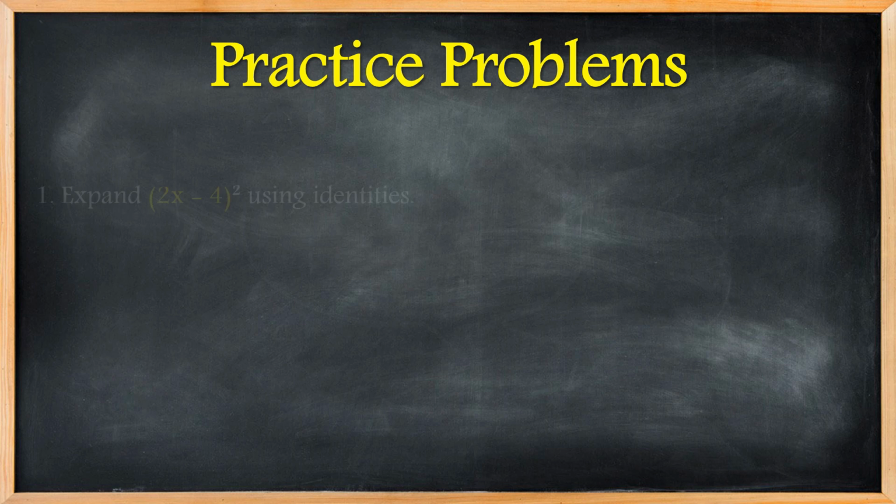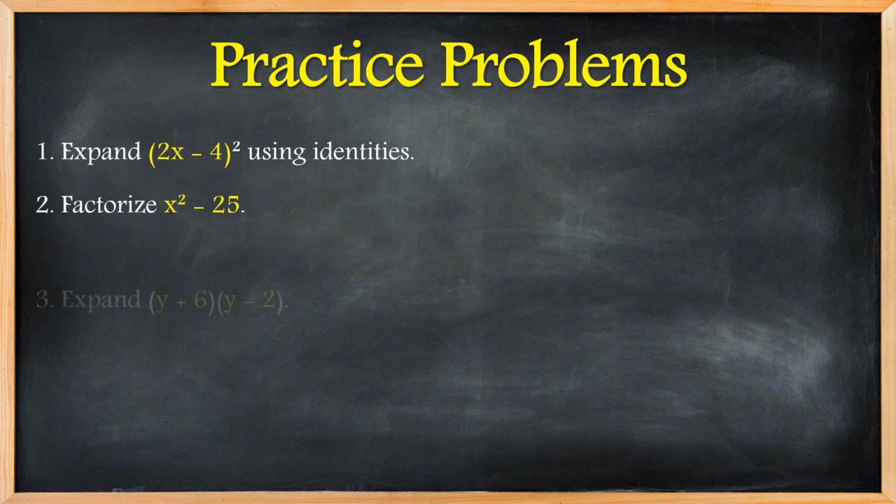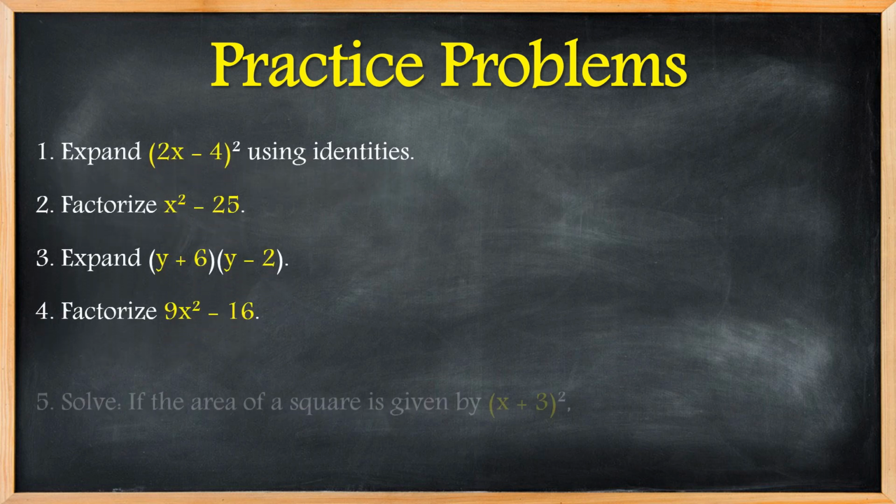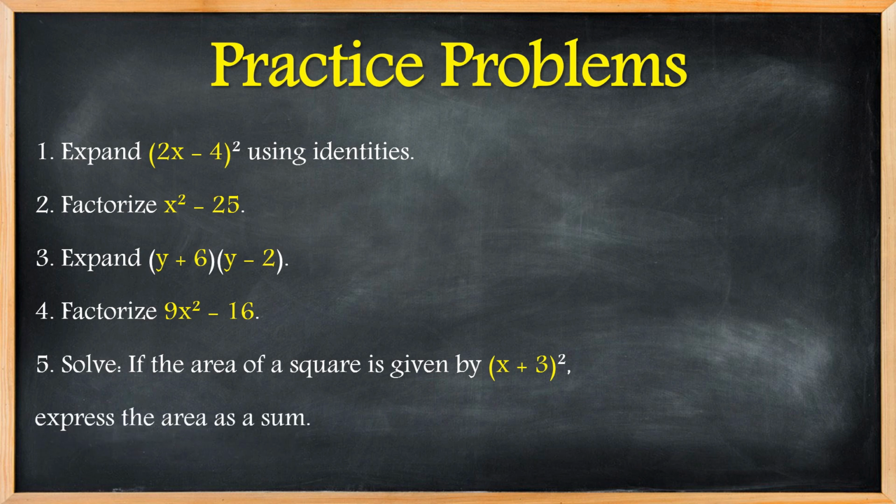Now, it's your turn to practice. Try solving these problems. 1. Expand 2x minus 4 squared using identities. 2. Factorize x squared minus 25. 3. Expand y plus 6 times y minus 2. 4. Factorize 9x squared minus 16. 5. If the area of a square is given by x plus 3 squared, express the area as a sum.